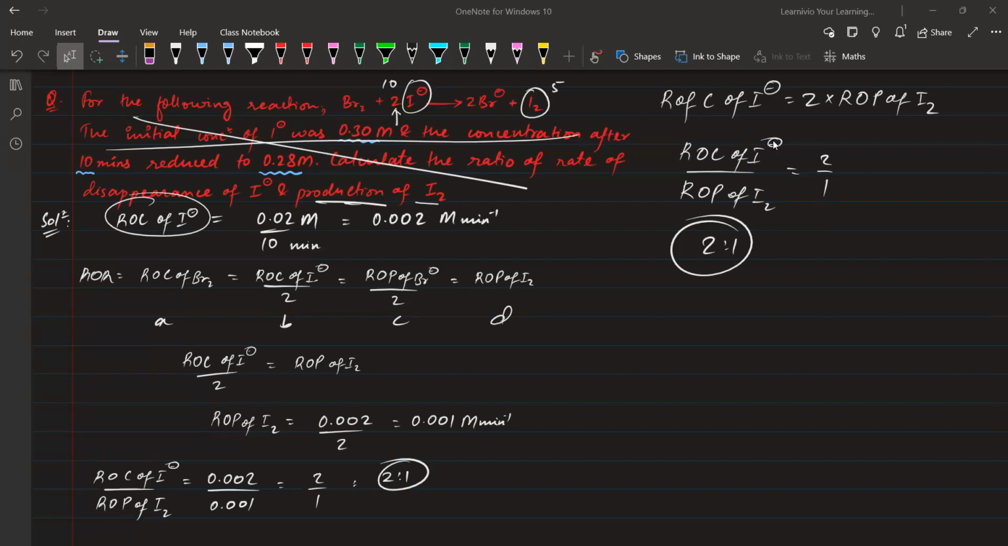Okay. So if it comes in an MCQ, you can do it directly. Although, in your school examination you have to do it like this if it comes for 2 marks or 3 marks.